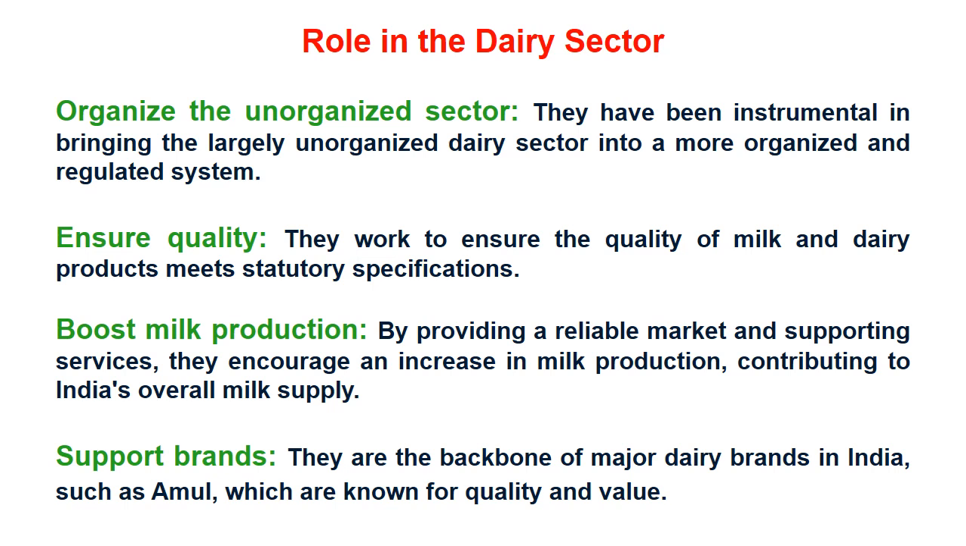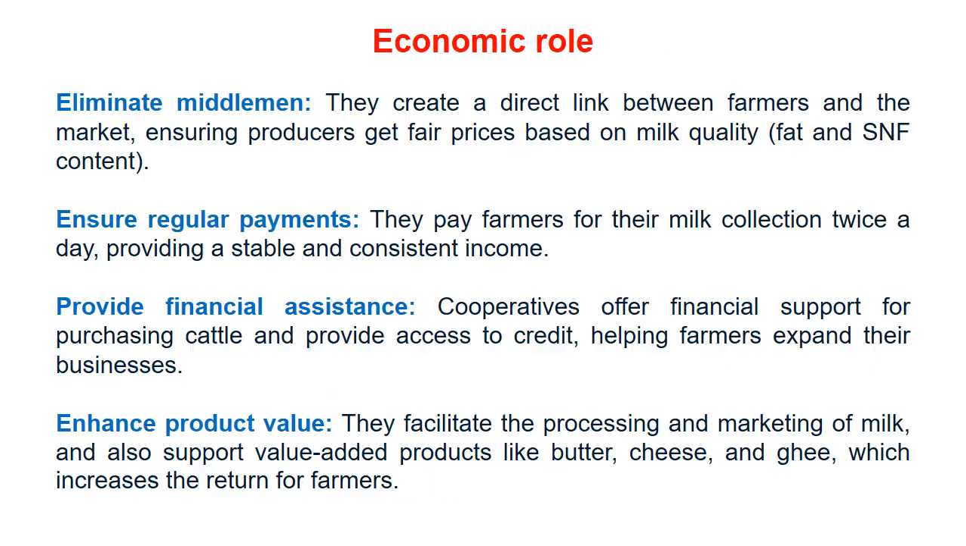And finally, support brands. They are the backbone of major dairy brands in India, such as Amul or Nandini in Karnataka, Amul in Gujarat, and they are known for their quality and value. Here we will see the economic role of cooperatives. The first is eliminate middlemen. They create a direct link between farmers and the market, ensuring producers get fair prices based on milk quality, that is the fat and SNF content.